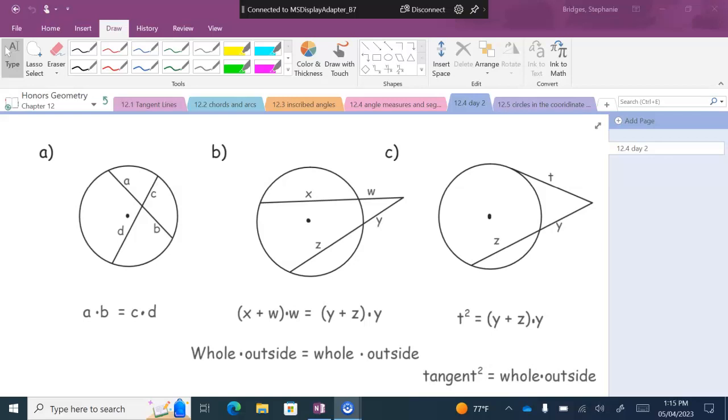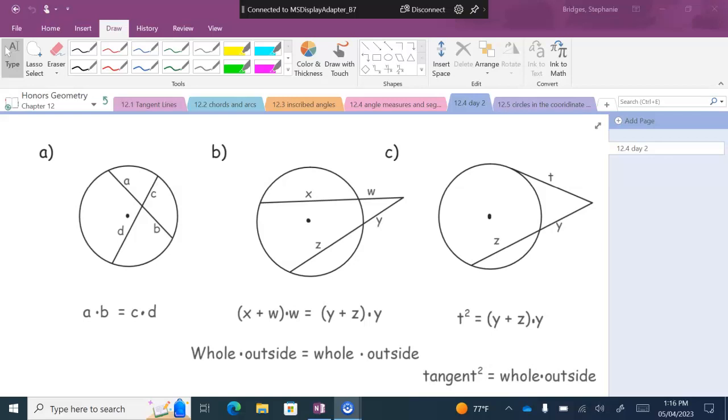So looking at A, first of all, chords are segments in a circle that end on the circle. They don't go past the circle. Secants are lines that go through the circle, so they go outside of the circle. And then a tangent is one that only touches the circle once on the outside.